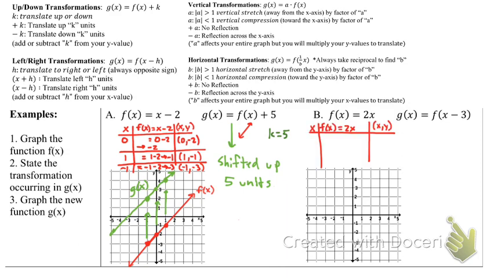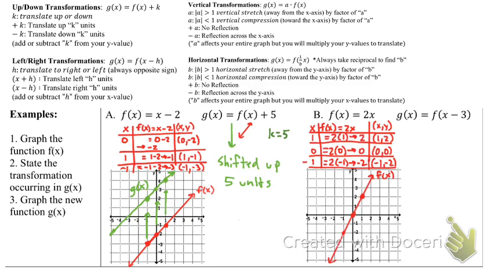Okay, in example B, we are going to graph f of x equals 2 to the x. We're going to do an input-output table. I'm going to pick just some random x's. I'm going to keep them simple for now, and then we're going to graph it.